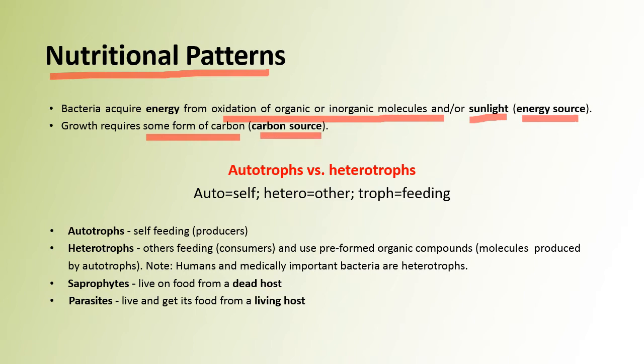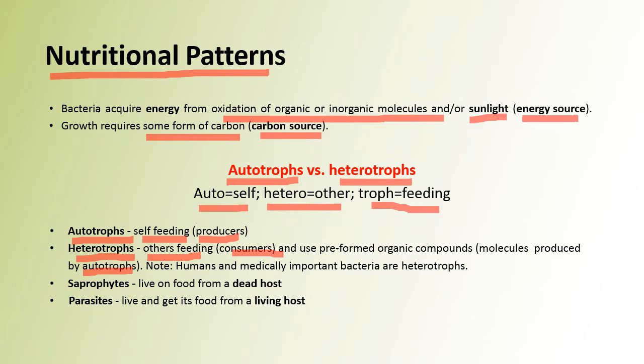So generally, the growth pattern of bacteria can be divided into autotroph or heterotroph. Auto means self, hetero means other, troph means feeding. So therefore, autotroph means self-feeding. So they produce their own food using sunlight as an energy source. Heterotroph means other feeding, or in other words, consumers, which use pre-formed organic compounds produced by the autotroph.